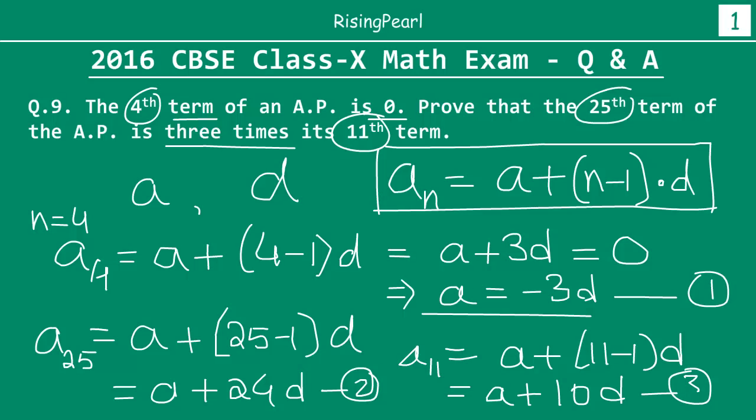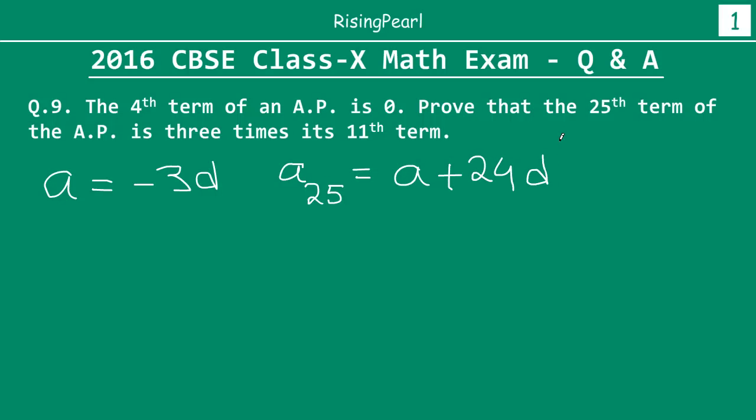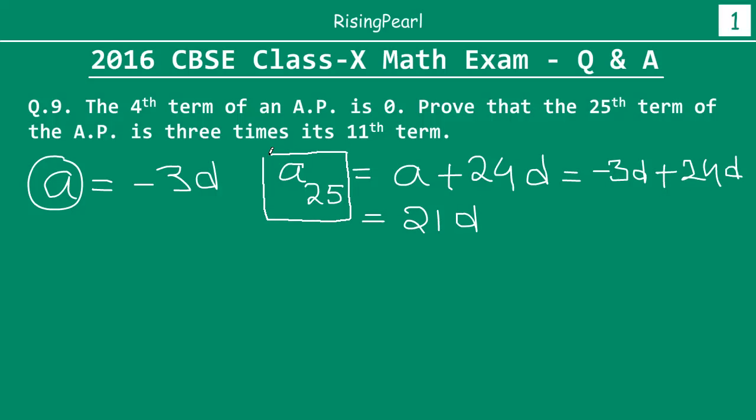So let's give ourselves a little bit more space. What we are going to say is A equals minus 3D. We know this from equation 1. And also what we know is A25 is equal to A plus 24D. Now instead of writing A, we are going to replace A by minus 3D. So we will get minus 3D plus 24 times D. So what will this be? 24D minus 3D will be 21D. So A25, the 25th term, is 21 times D.